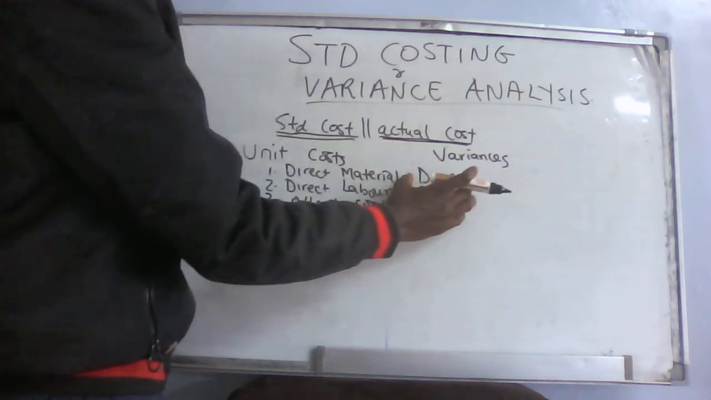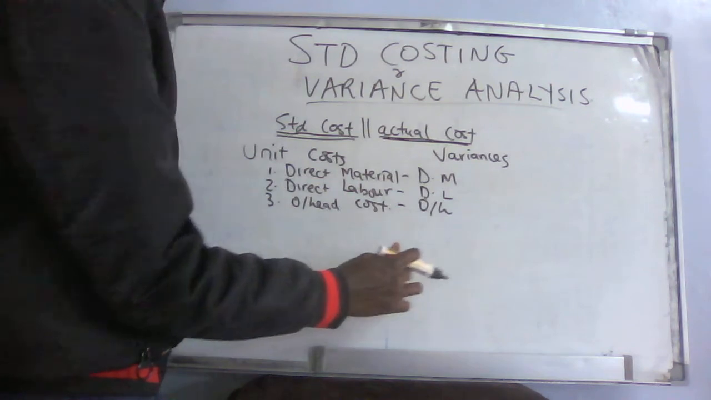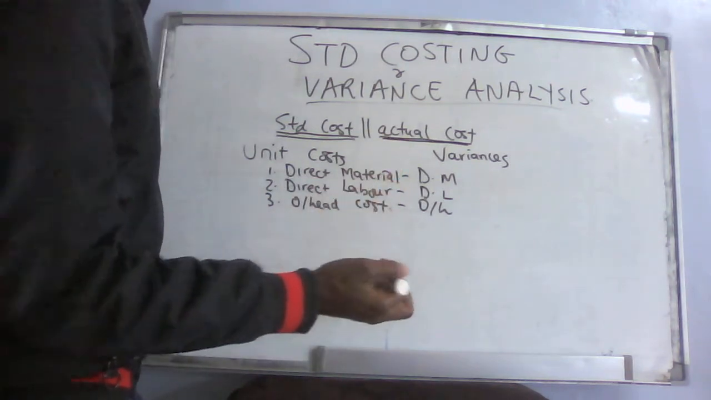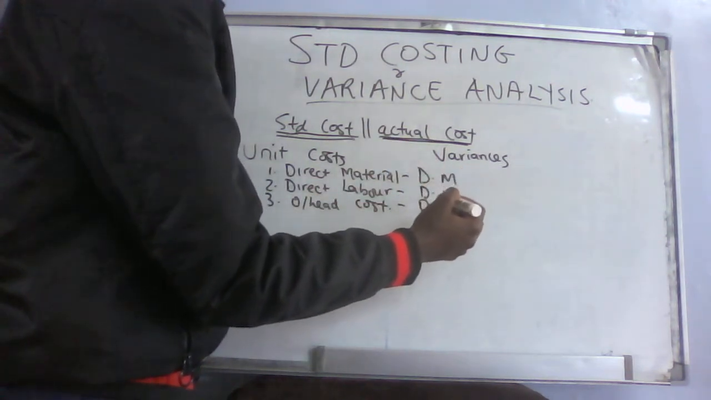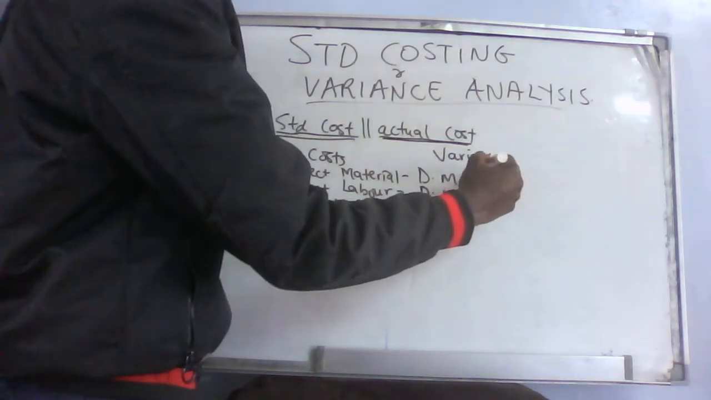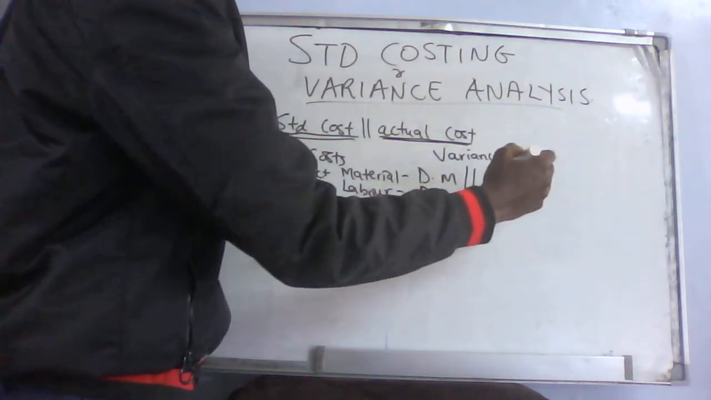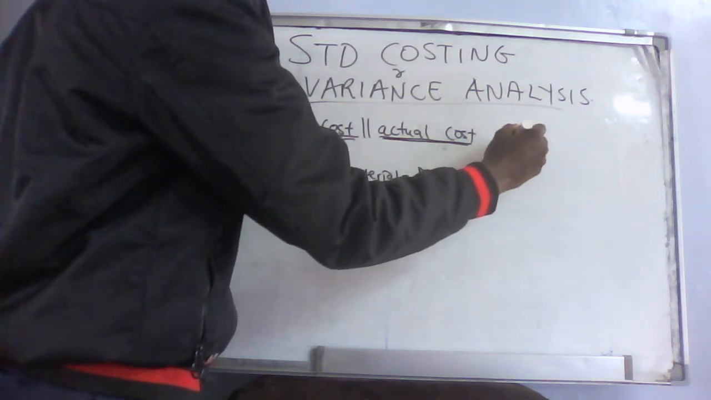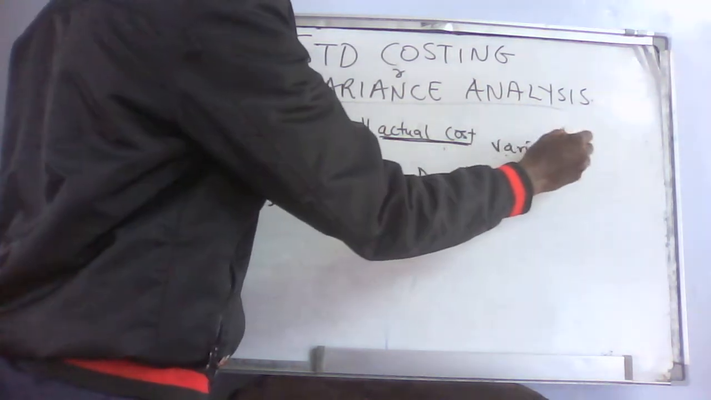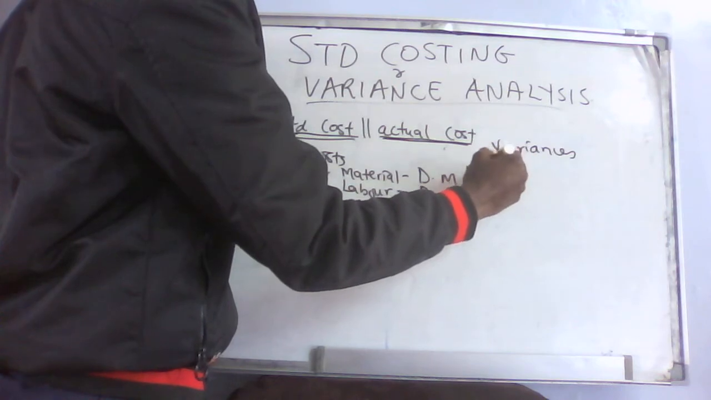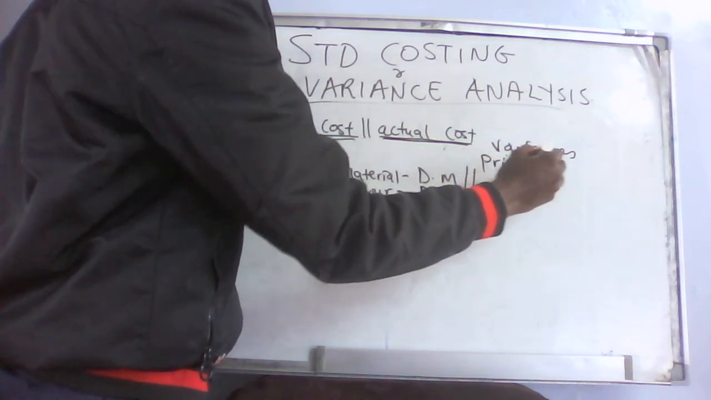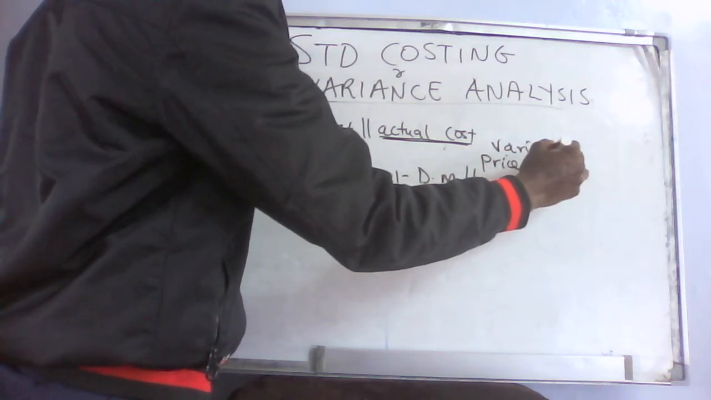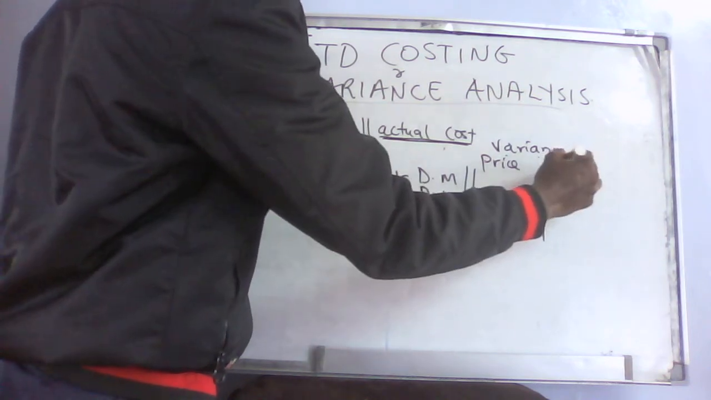Now, for each element, there are two variances. So let me call this, these are the variances. There is price variance, and there is efficiency variance.